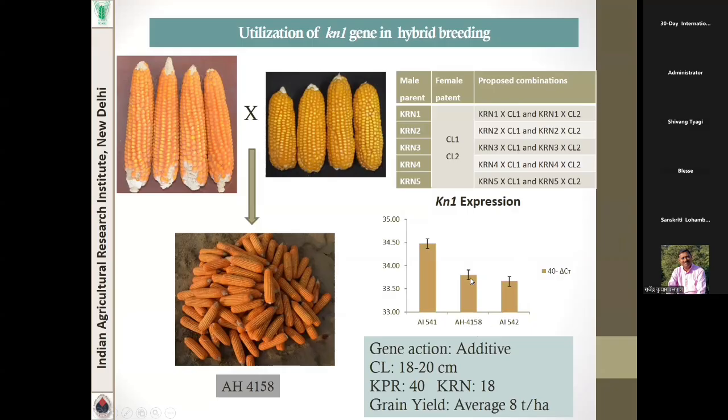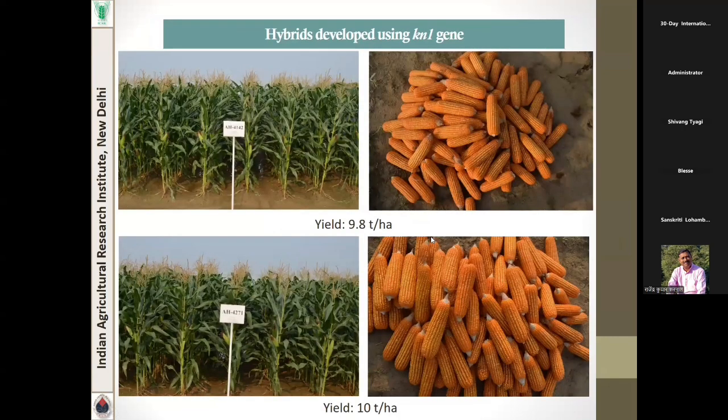So cob length, along with the cob girth, as I told you earlier, if you can put them together simultaneously and breed for hybrids, the hybrid will have high productivity. So like that, we have developed so many good hybrids with more number of kernels. You can see this is so big, the girth is so high, as well as the length of the cob. In this way, we can accumulate component traits which are indirectly deciding the productivity, to increase the productivity of corn.